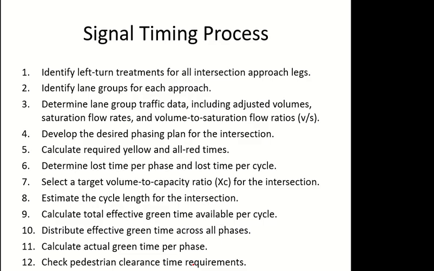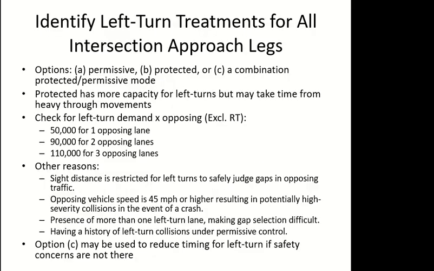After you select the V by C ratio, you will calculate the cycle length. From the cycle length, you calculate the effective green time. I told you effective green time is cycle length minus the lost times. Then you distribute the effective green time into different phases. Then you calculate the actual green time, and then you will check the pedestrian requirements. Okay, let us go through these steps one by one.